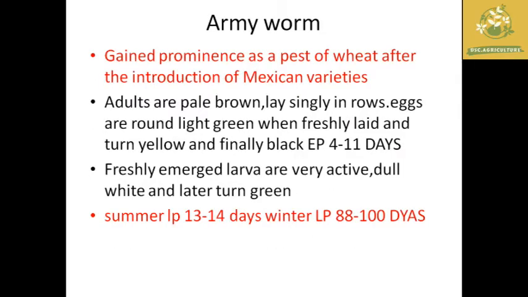And the next one is armyworms. The scientific name is Helicoverpa armigera. While seeing about the damage, it became a pest of wheat after the introduction of Mexican varieties. The freshly emerged larvae are very active, dull white to green in color, and the adults are pale brown, and the eggs are laid singly in rows.